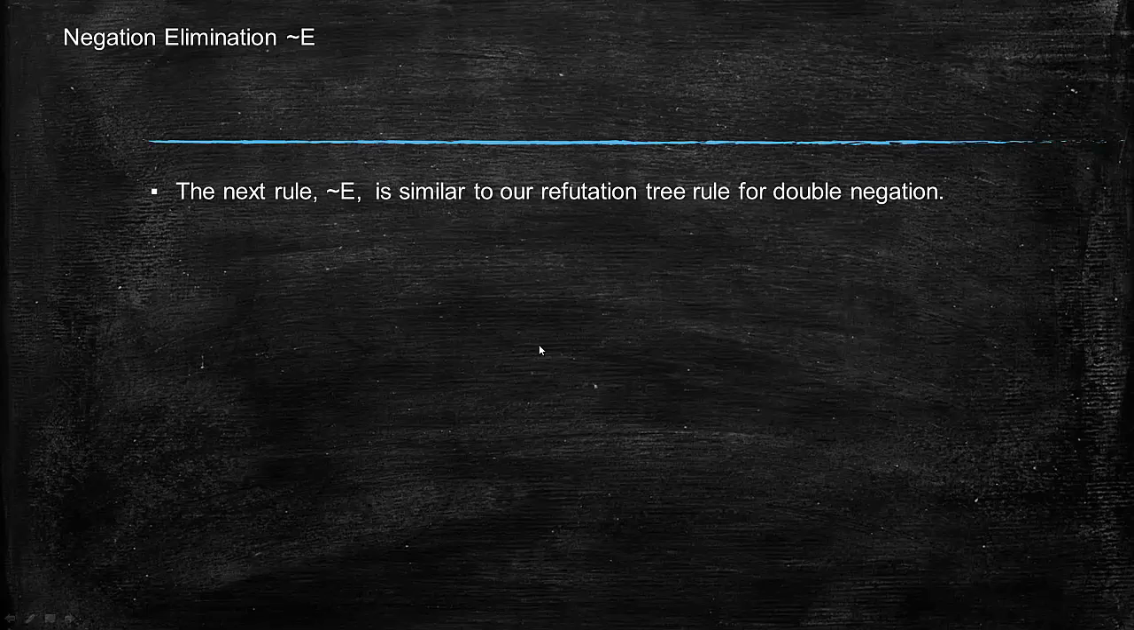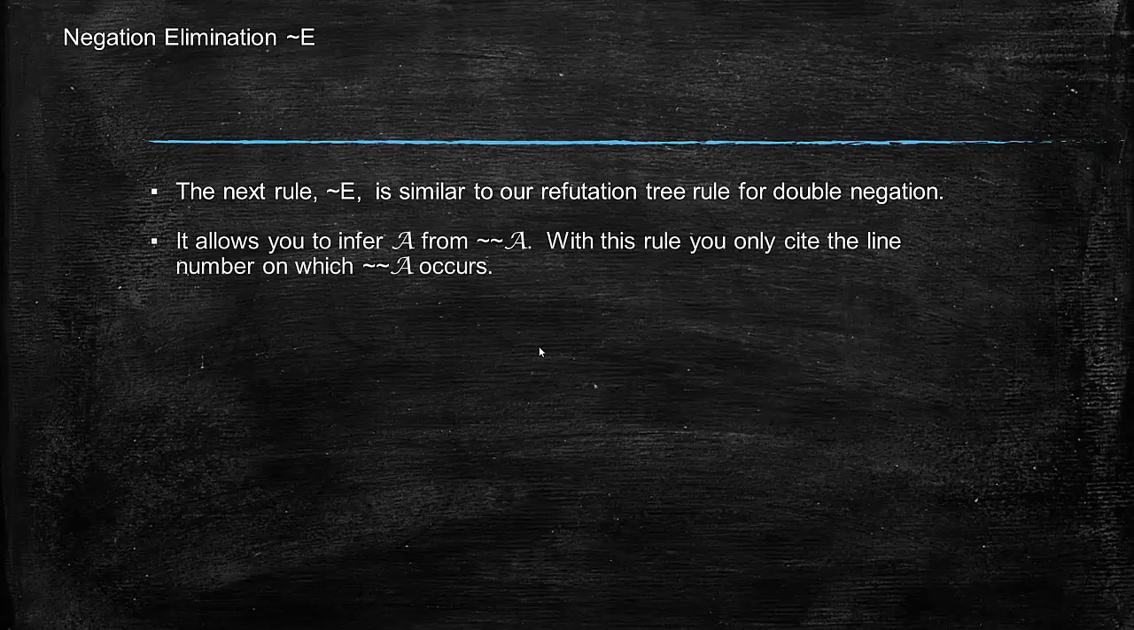Okay, the next rule is called negation elimination, and it's actually very similar to our refutation tree rule for double negation. Once again, it's not that rule. There's no overlap here at all between these two systems, but you'll see similarities at various times. So what it allows you to do is infer A from not A, like this. So if you have not A on some line, you can write A on some other line.